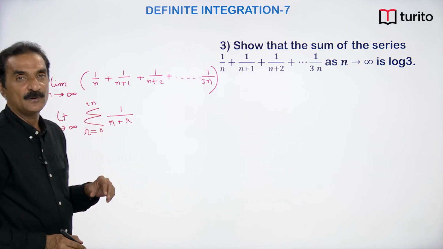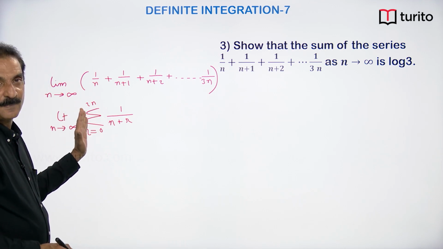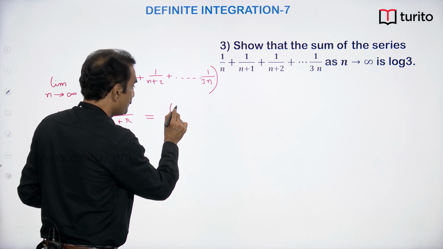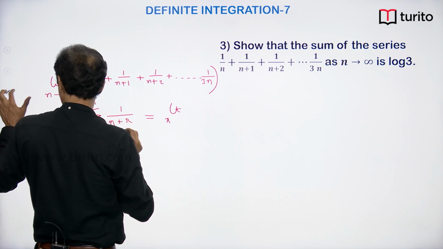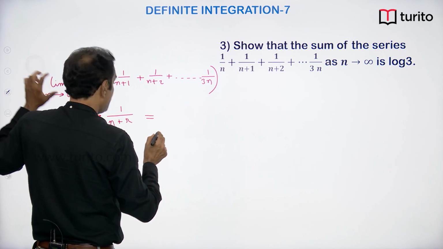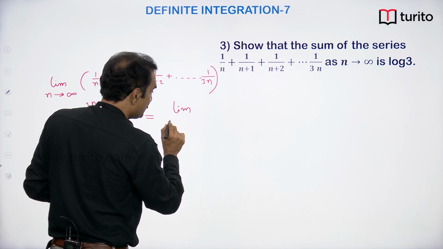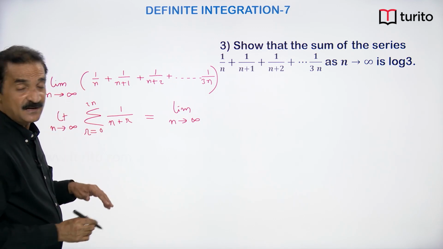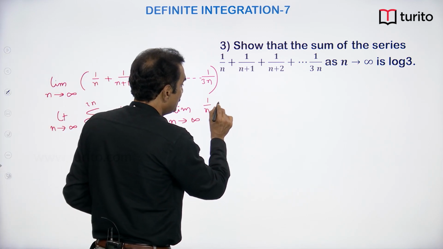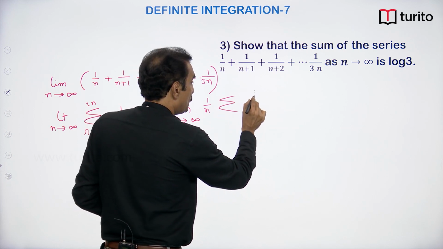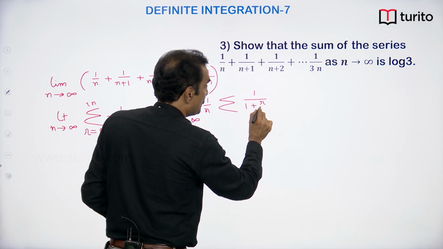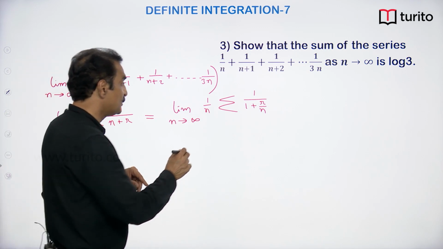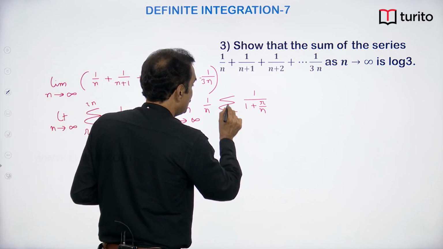What is the next step in the working rule? We have to get 1 by n before sigma. Taking n common from the denominator, limit n tends to infinity, we will get 1 by n sigma 1 by 1 plus r by n, r varies from 0 to 2n.